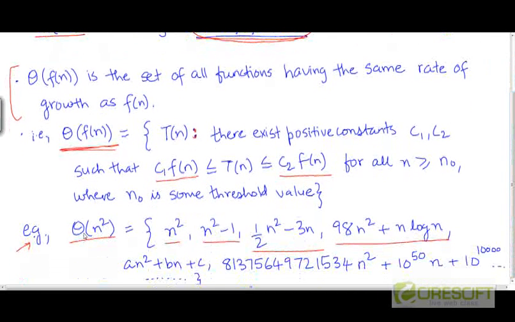And we went through this example. Theta of n square is the set of functions of the form n square minus 1, etc., where all these functions grow at the same rate as n square. And so for every function in this set, you can identify a pair of constants c1 and c2 such that any particular function in this set can be sandwiched between those constant multiples of n squared.